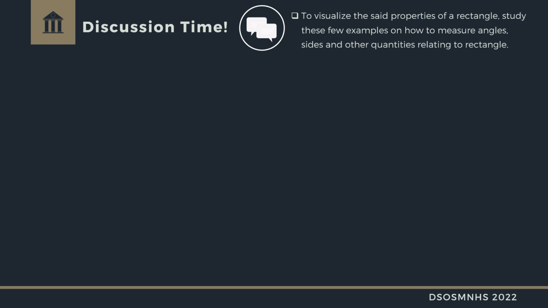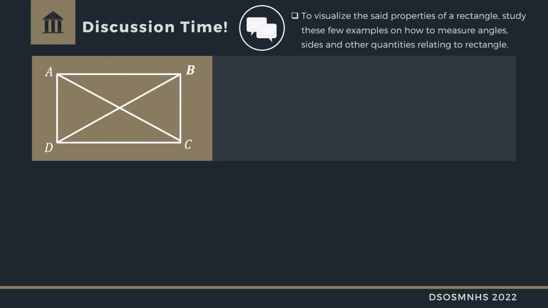To visualize the said properties of a rectangle, study these few examples on how to measure angles, sizes, and other quantities relating to a rectangle. So we have here rectangle ABCD intersecting at point E. Given that AE, okay, asa man ang AE? That one. So AE is a segment, a portion, half of the diagonal.